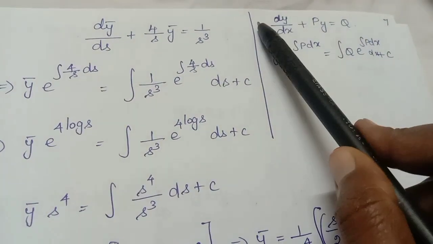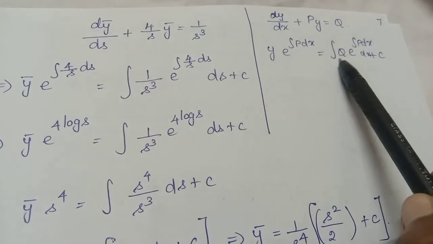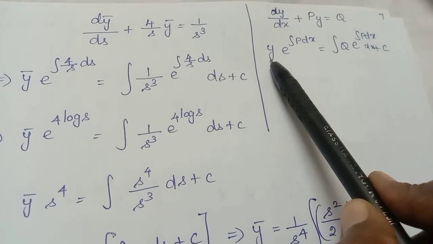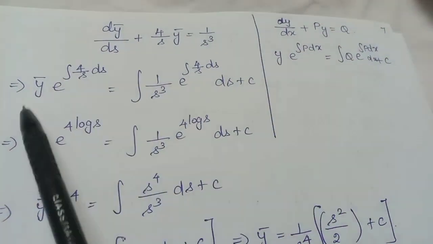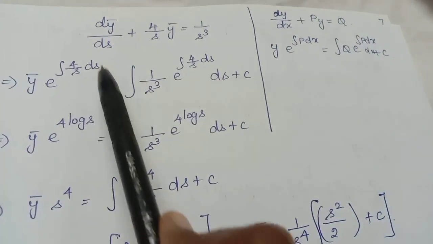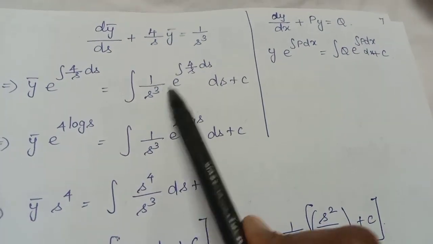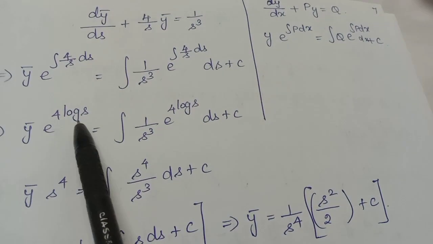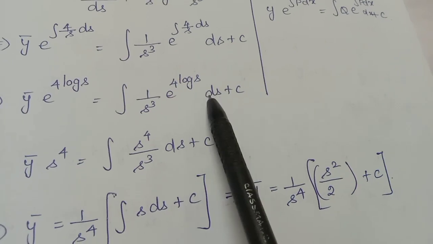So if you have equation like this, its solution is given by y into e power integral p dx is equal to integral q e power integral p dx plus c. This y is the dependent variable and p is coefficient of y and q is the right side. So here it will be y bar into e power integral, what is in the place of p here? 4 by s ds equal to integral 1 by s cube into, this same term is here, e power integral 4 by s ds plus c. So this is integration of this is 4 into log s equal to integral 1 by s cube in e power 4 log s ds plus c.